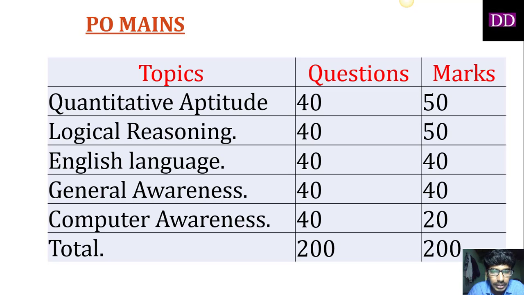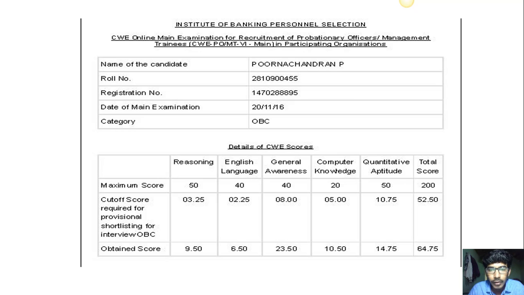And English, general awareness, and computer awareness are all the same, but in computer awareness you will be writing 40 questions, but the mark you will get is 20 marks only, each carrying 0.5 mark. Okay, and the total mark you will get is 200 marks. For your reference, I have mentioned my marks in mains 2016.